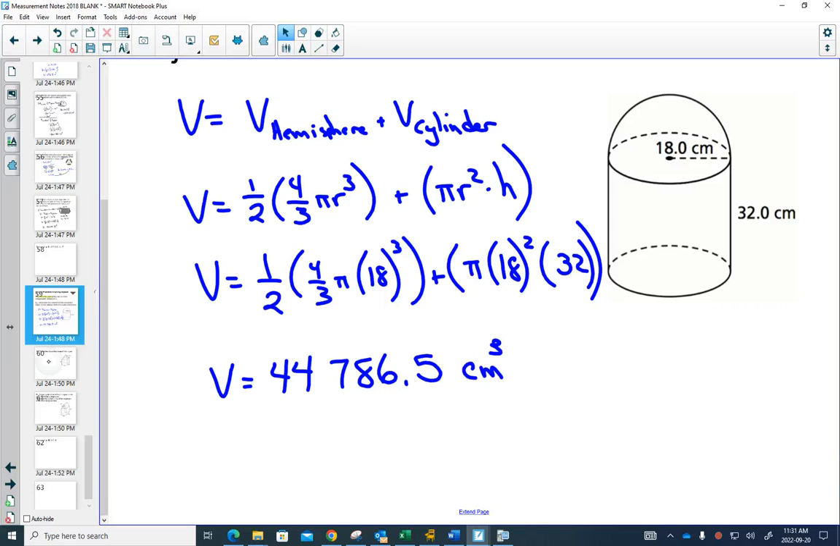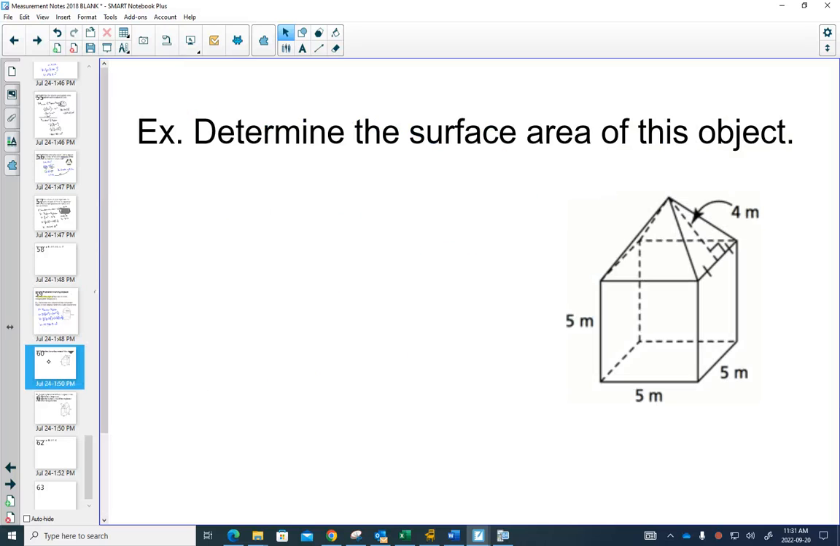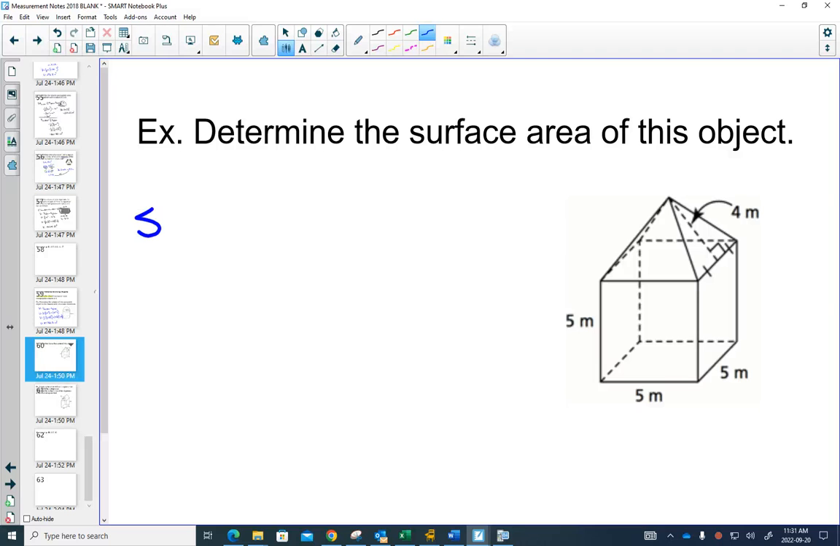Okay, next question. Determine the surface area. Now, for surface area questions, it is not as simple as just adding the two surface areas together. So normally with volume, the total surface area would be the surface area of the... What are the two shapes that we have?